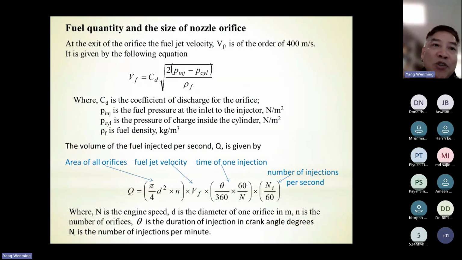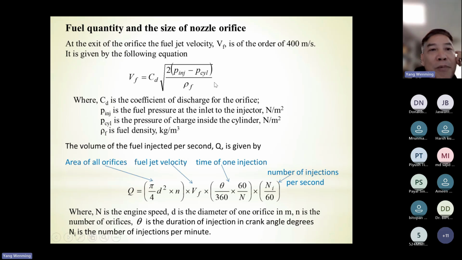Okay, so next I want to introduce the quantity and size of the nozzle orifice: how to design the fuel injection hole and the hole size. How to calculate or design the fuel injection nozzle hole, okay?